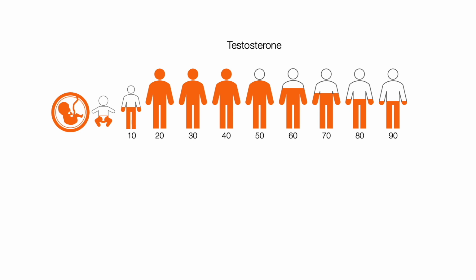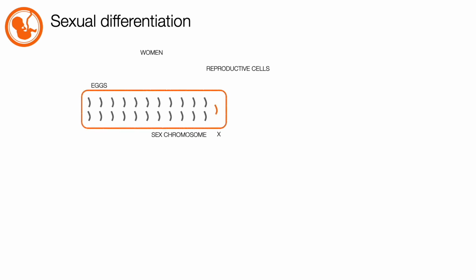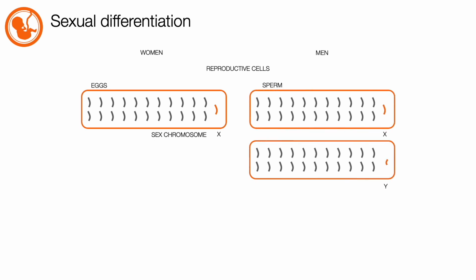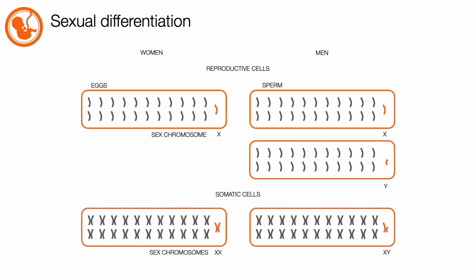Testosterone plays a very important role in sexual differentiation. In humans, the gametes or reproductive cells that come together to create a new individual are the eggs in women and the spermatozoa in men. They have 23 chromosomes, and one of these chromosomes is the sex chromosome, which is always X in women and may be X or Y in men. Somatic or non-reproductive cells, that is, all cells except eggs and sperm, contain 23 pairs of chromosomes, and one of these pairs of chromosomes are the sex chromosomes, which are always XX in females and XY in males.